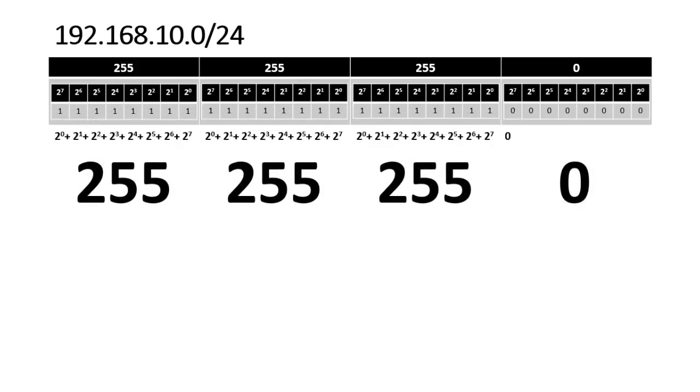So the default subnet mask of class C IP address is 255.255.255.0. Now why have we written 0 here? Because it is a host bit. You can calculate the subnet mask only from the network bits, not from the host bits. That's why we have written 0 here. Hope the concept is clear for you.